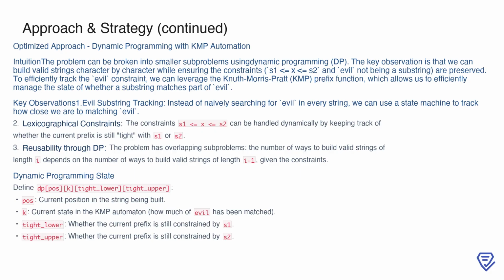Additionally, the lexicographical constraints can be dynamically managed by tracking whether the current prefix is still tightly bound by S1 or S2. This decomposition into smaller, overlapping subproblems is what makes the dynamic programming approach suitable. To formalize this, we define a DP state, DP[POS][K][tight_lower][tight_upper], where POS represents the current position in the string, K tracks the state of the KMP automaton, and the two tight flags indicate whether the current prefix is still constrained by S1 or S2. This setup allows us to systematically explore all valid possibilities while respecting the problem's constraints.